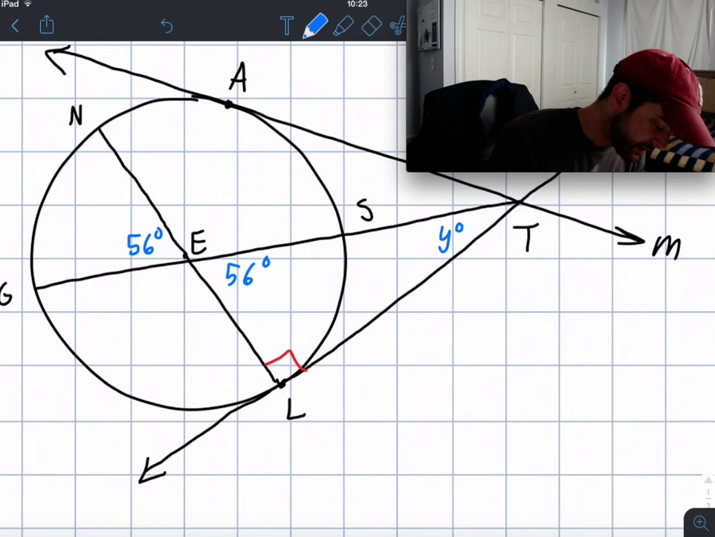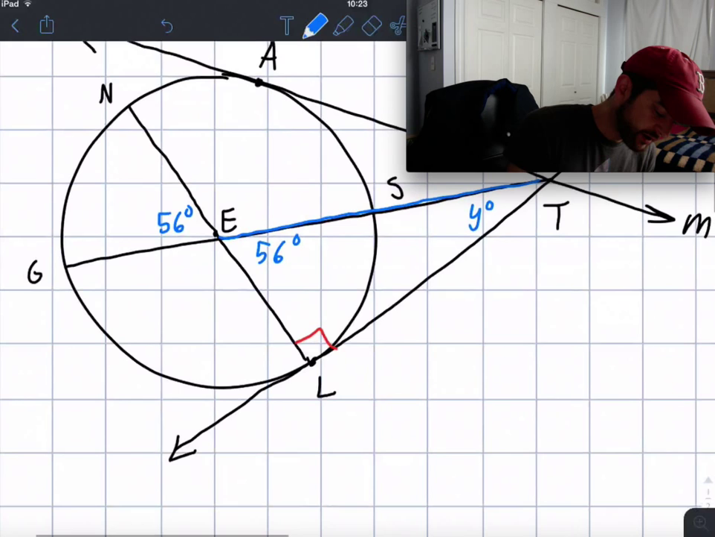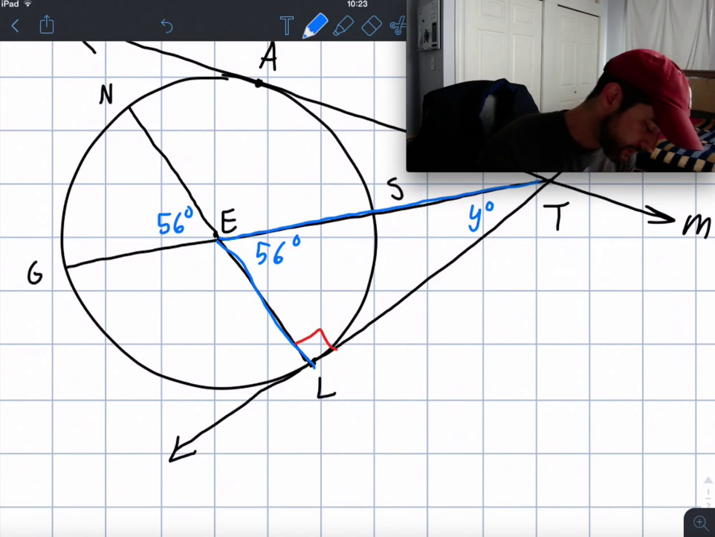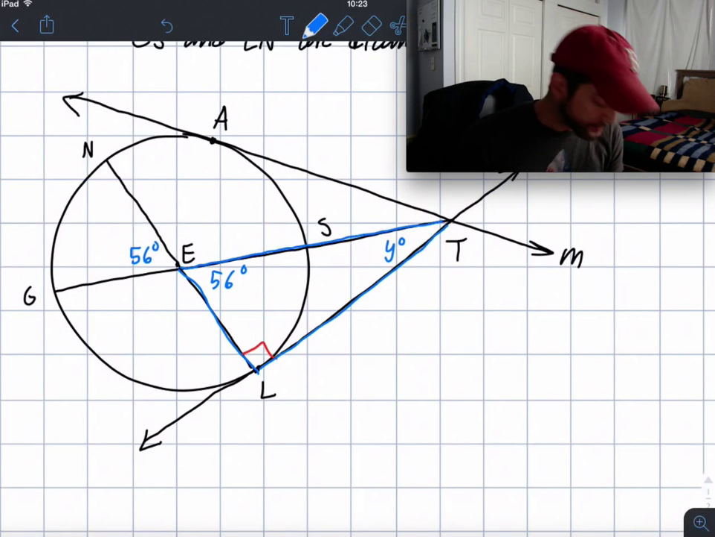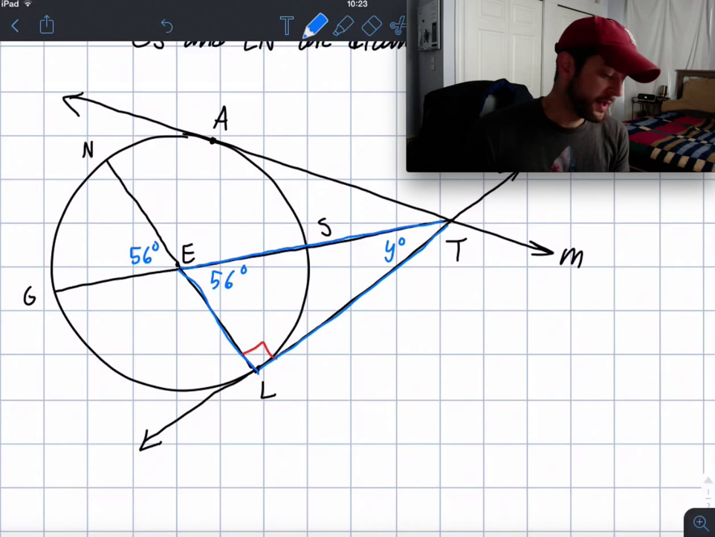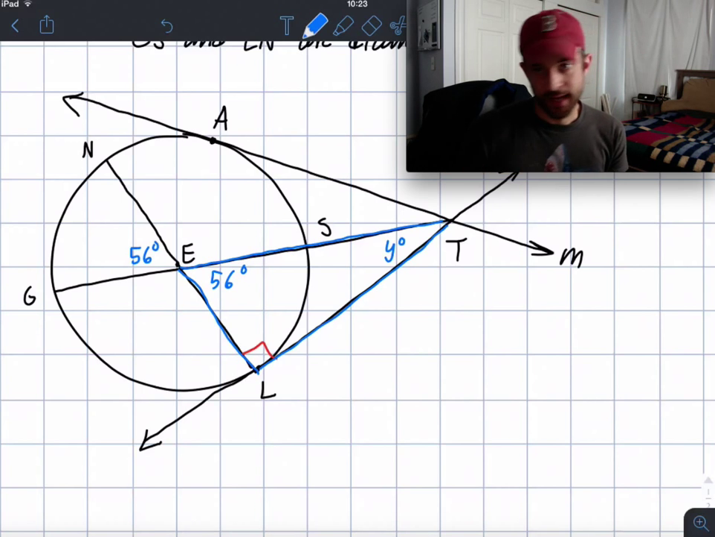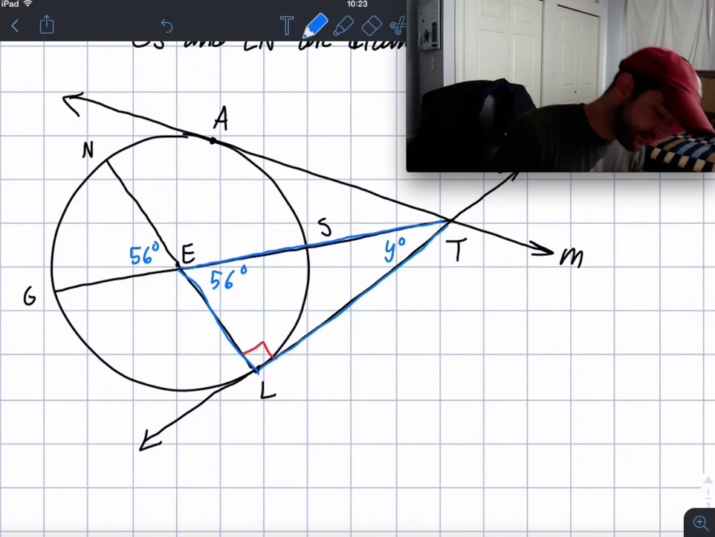And as you can see, I've made a right triangle. Angle LET is a right triangle. And since LET is the right triangle, I know that angle Y and 56 and 90 add up to 180. So angle Y is 34 degrees.